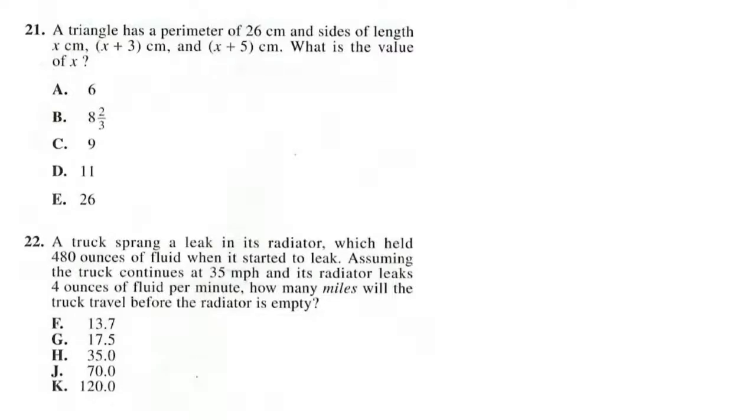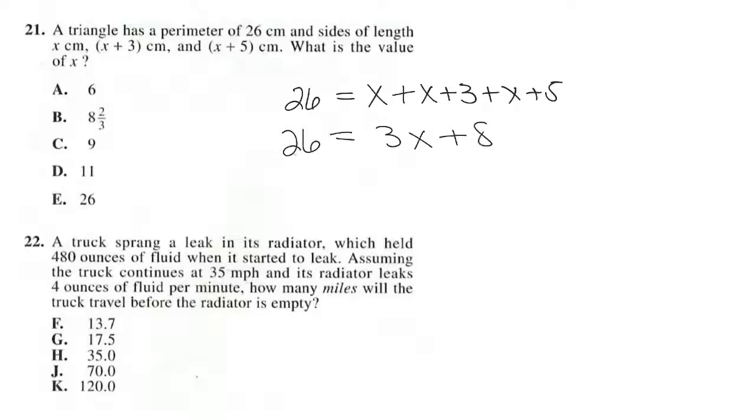All right, so for number 21, we're asked to find the perimeter, which is just add up all the sides. We're told that the perimeter is 26, and our side lengths, we have x plus 3, and x plus 5 for our side lengths. So I have 26 equal to 3x plus 8. And subtracting our 8, we have 18 is 3x. So the value of x is 6.